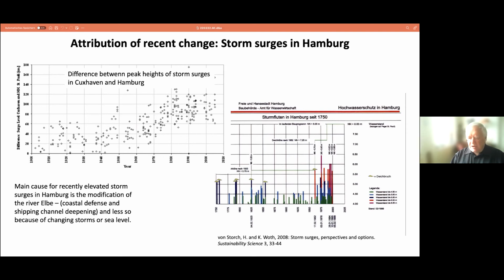So the increase of the storm surge heights in Hamburg in the original diagram can be to a large extent explained by the other diagram, which means that the transformation of the tidal river, that is deepening and dredging of the river, but also efficient coastal defense measures, led to the increase of the observed storm surges, and not, as some people had suggested, a sign of climate change. By the way, this was suggested also by very visible and honorable climate scientists such as Hartmut Grassl.